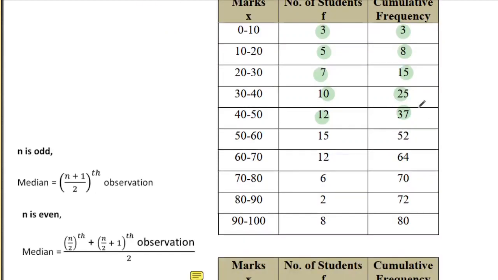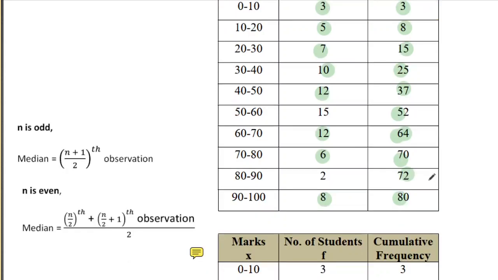In another way, we calculate the cumulative frequency as the present frequency plus the preceding cumulative frequency. So 12 plus 52, 64. 6 plus 64, 70. 2 plus 70, 72. 8 plus 72, 80.